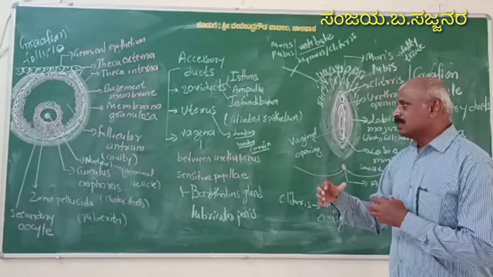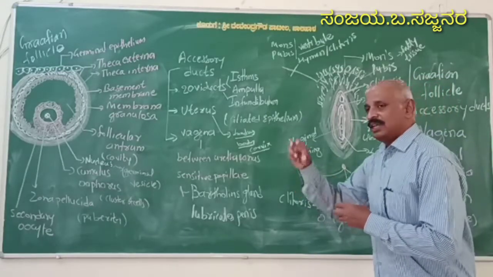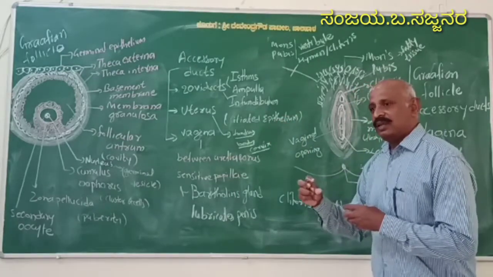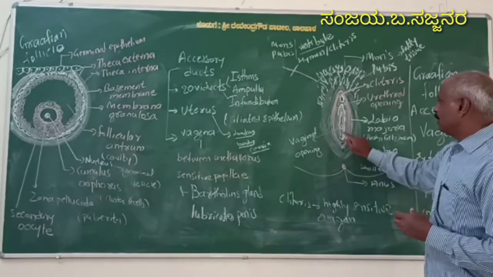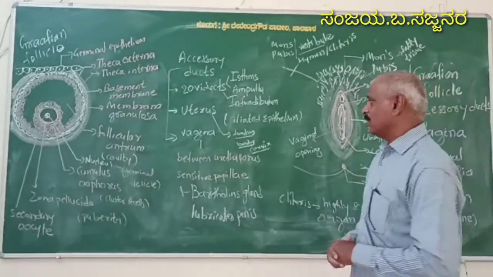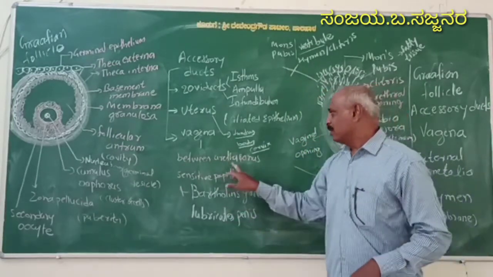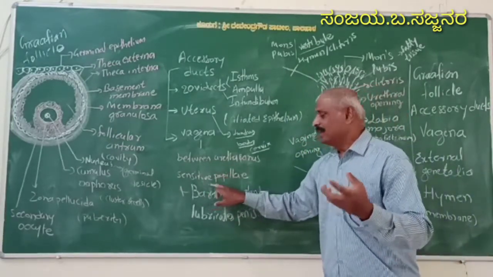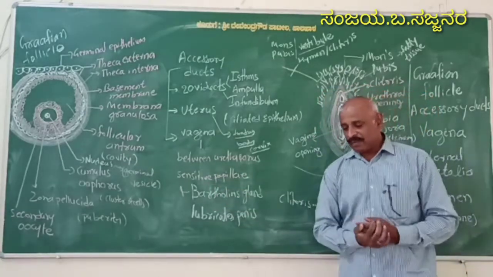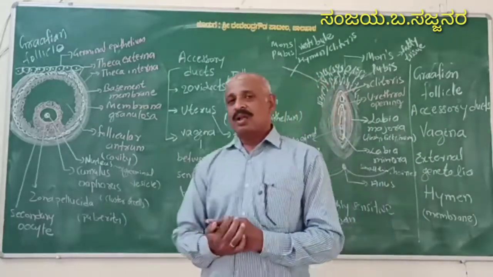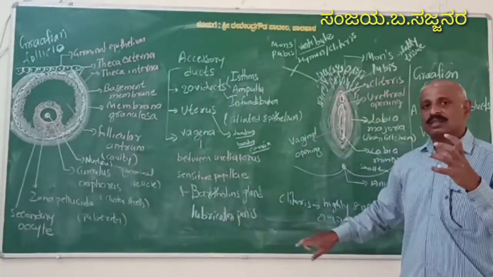So the vagina is found in between the urethra and the anus. Between the urethra and the anus, we get the vaginal opening. This vagina is covered, and inside it the sensitive papillae are there. And moreover, the most important, we say, Bartholin glands are available.